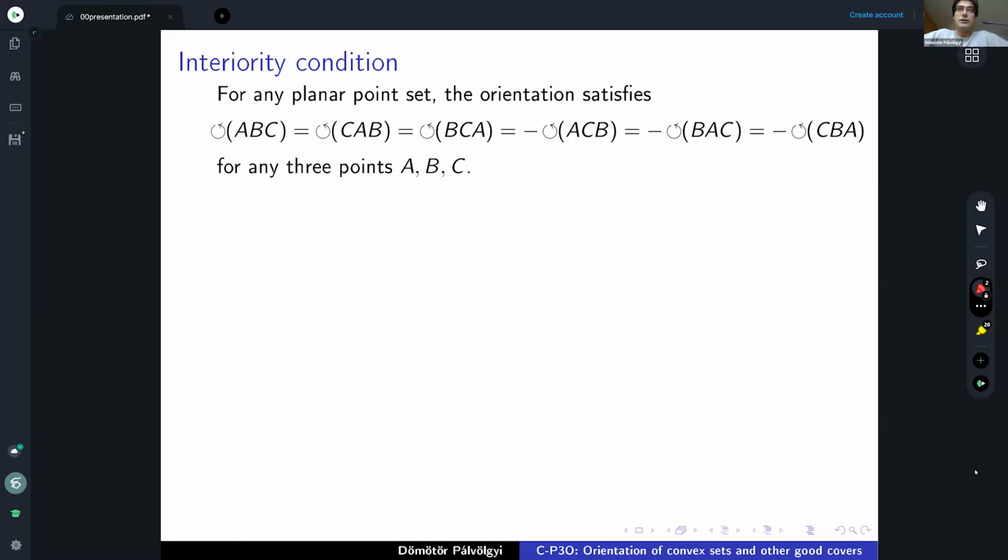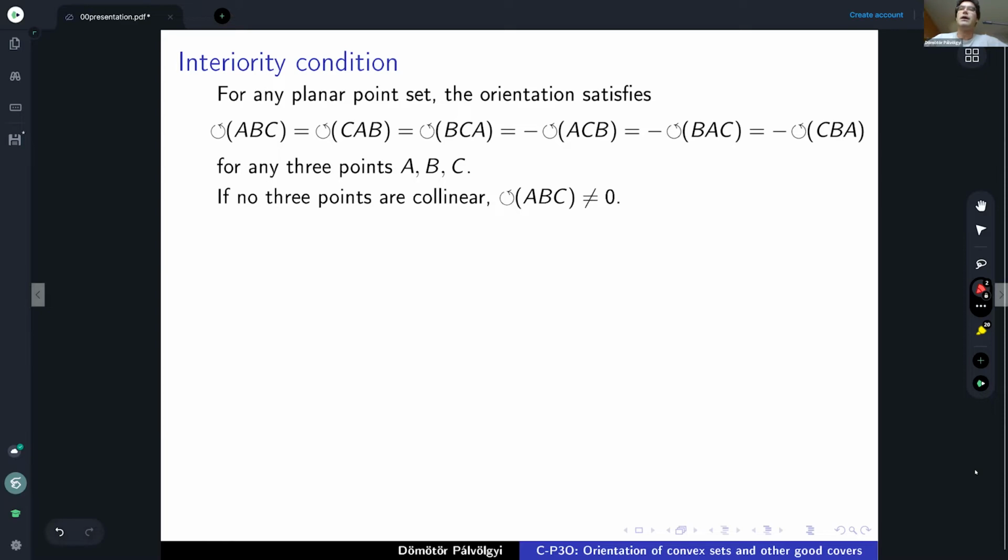So these order types, this orientation, we say that it's an orientation because it satisfies the cyclic property on the triples that I already talked about. And it also satisfies another thing that Knuth called the interiority condition. Oh yeah, sorry. And most often we study what some people call strict order types, which means that no 3 points are allowed to be collinear. If 3 points are collinear, then we would say that their orientation is 0.